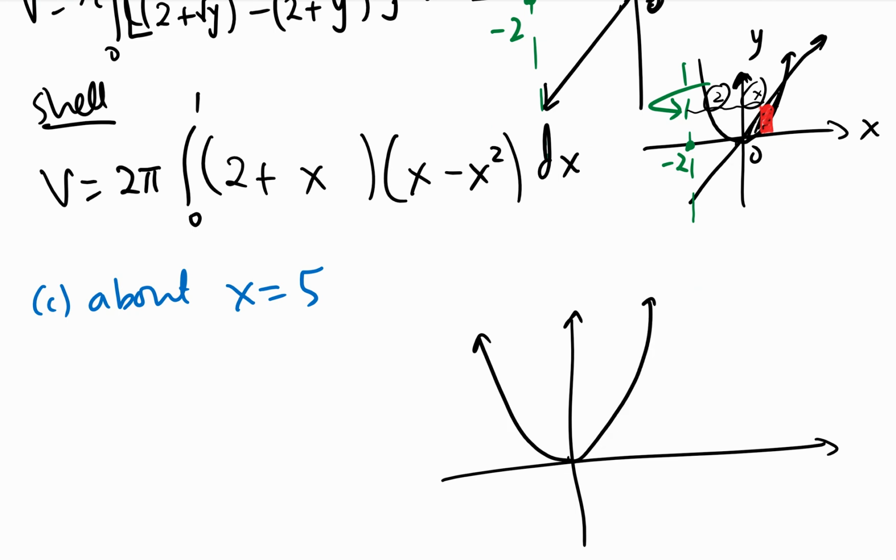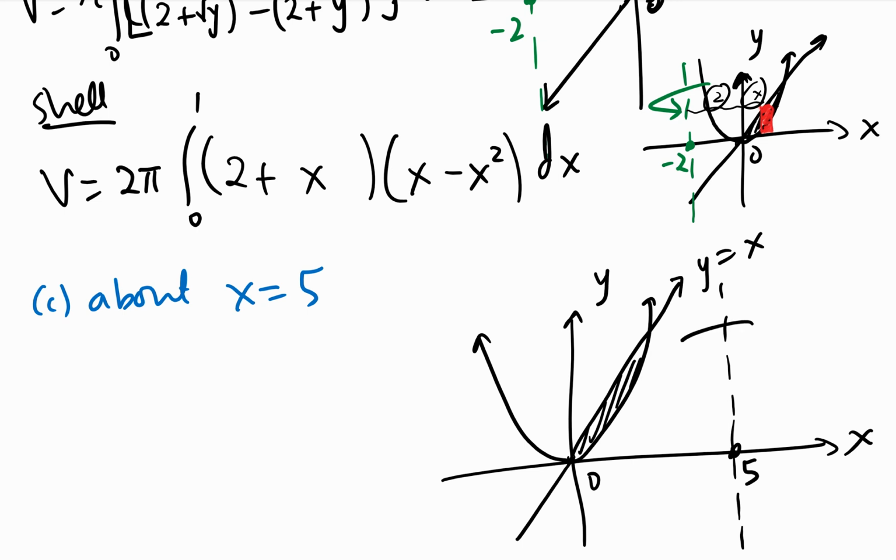This is y equals x squared. This is y equals square root of x, not x. And we're rotating this around x equals 5. Say it's here. So this means we can do both methods. If I want to use washer, I do perpendicular rectangles.